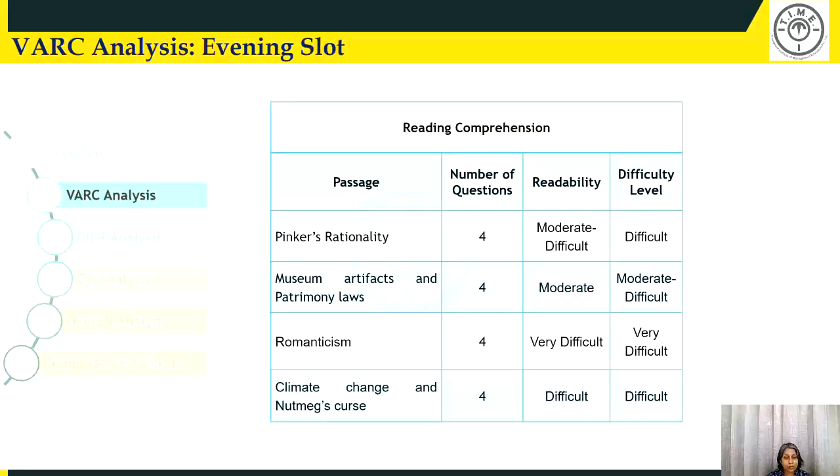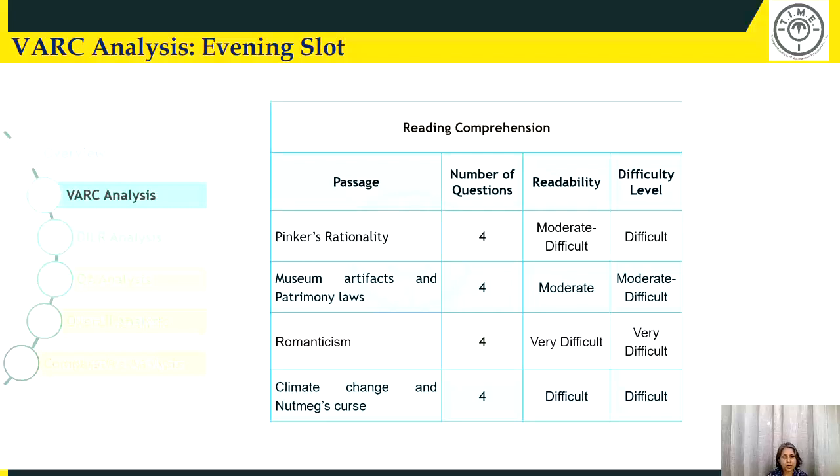Then the 4th passage, which was about climate change and Nutmeg's Curse, had a very interesting word actually. As per the reports of the students, it talked about the concept of Gaia. And students who did not understand what this term refers to might have faced a little bit of difficulty in solving questions. So like this, there were certain difficult words, and overall the paragraphs were a little dense.